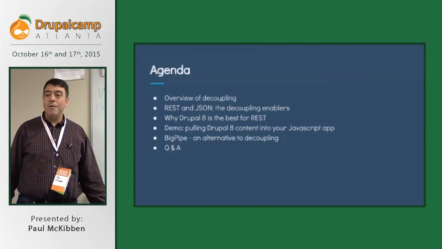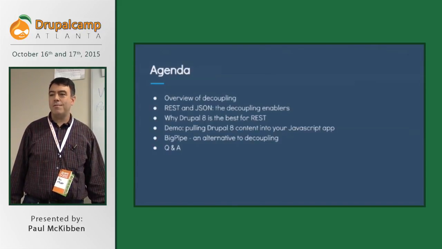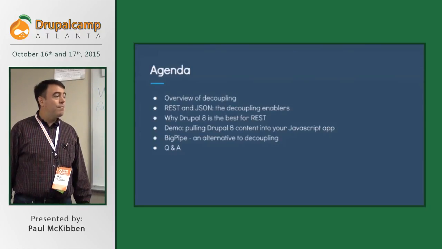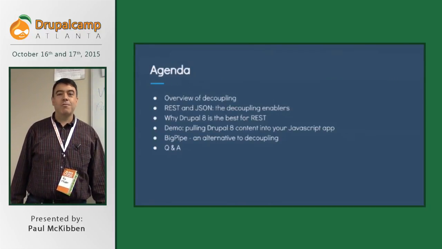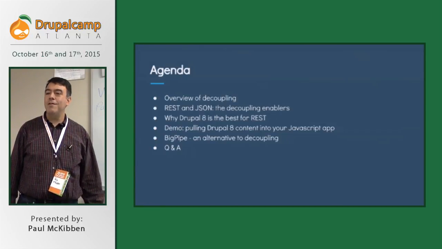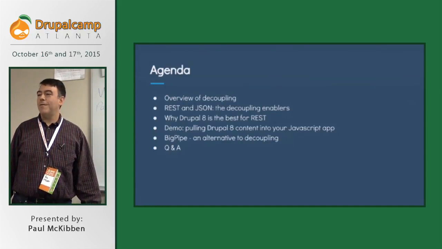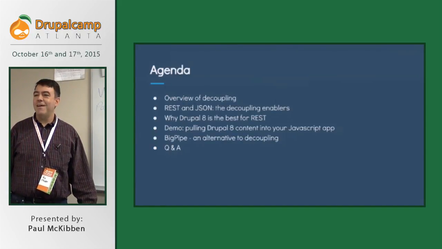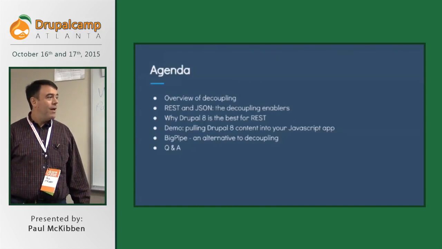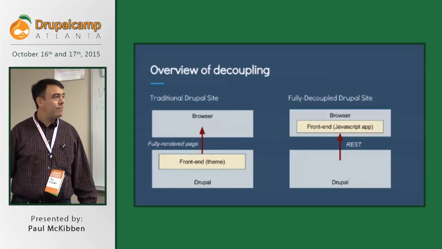Today we're going to talk about what decoupling is, talk about REST and JSON, which are the technologies and protocols that really enable decoupling, discuss Drupal 8 and why it's the best for REST, show a demo of Drupal 8 content being pulled into a JavaScript application, and discuss a little bit about BigPipe. Josh Koenig kind of stole my thunder there. I didn't know he was going to do that, but he already talked a little bit about that this morning, so I don't have to go very deep into that at all. And hopefully there will be some time for Q&A. Feel free to stop me again at any time.